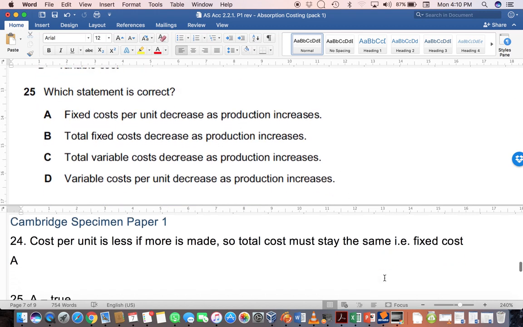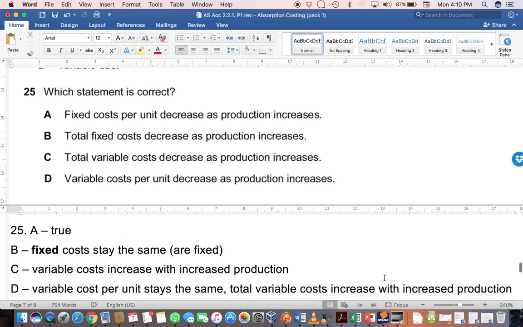Question 25. Which statement is correct? Let's have a look at each of these in turn. A. Fixed costs per unit decrease as production increases. As we saw above in the previous question, this is true. B. Total fixed costs decrease as production increases. This is completely incorrect. Firstly, by definition, when production changes, fixed costs do not change. And secondly, costs usually increase with increased production.